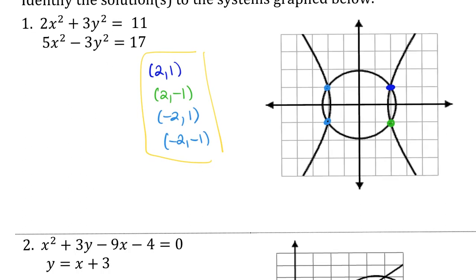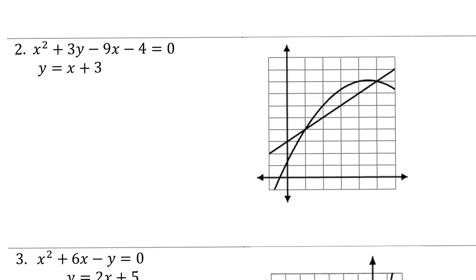Okay, let's look at the next graph. Okay, this is actually a parabola, which we know, and this is a line. But in this case, we still have more than one solution. If we look at the graph, one of the solutions is right here. The ordered pair would be 1, 4. So 1, 4 is one of our solutions, but there is another solution. It's way over here. That's 5, 8. So this one had 2 solutions.